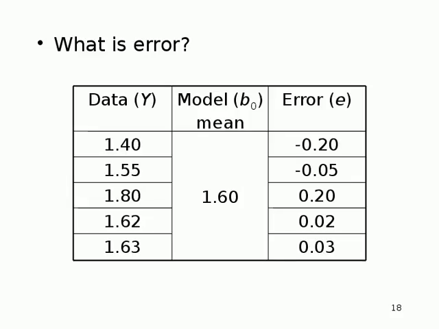Okay, so here's a set of data, and there's the model. And what's the first error? 0.2 or minus 0.2? Who said minus 0.2? Okay, right, because remember, it's data minus the model. Right, so that's minus 0.2. Okay, and the rest of them you can see here.